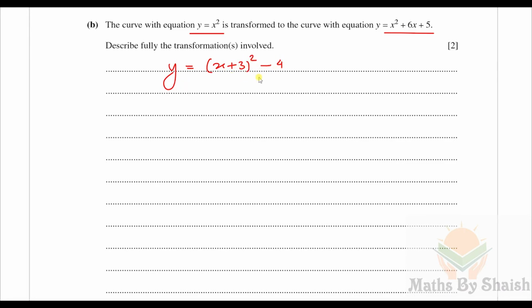So we can see it is a translation of this x square. First of all, x square, this square means x plus 3, so translation, and in the translation the vector translation is, first of all, horizontally minus 3 and vertically minus 4. So that's the translation.